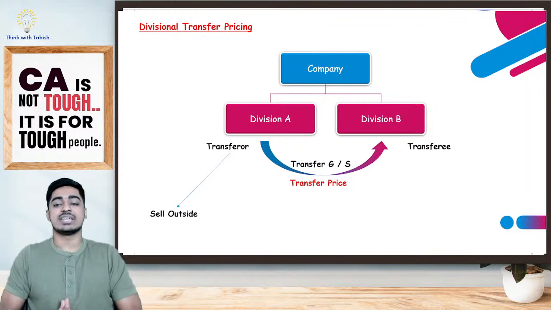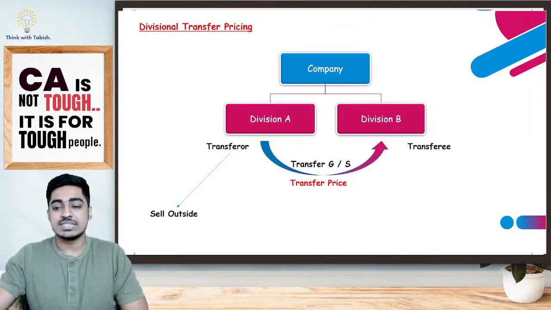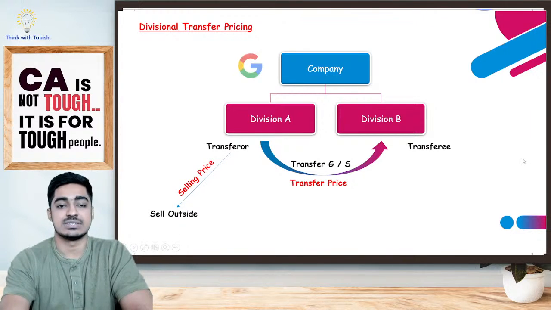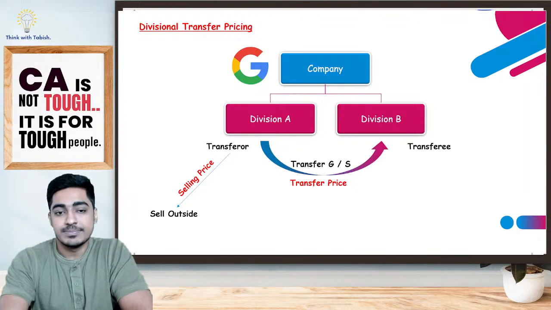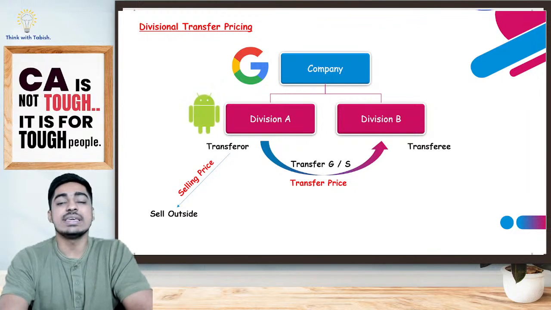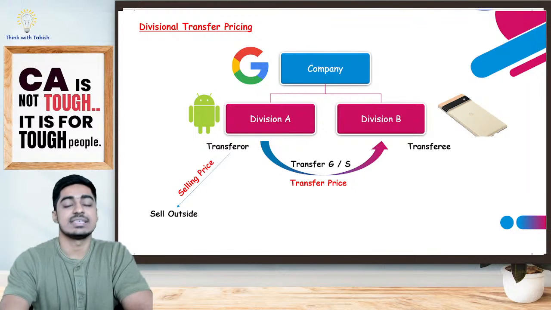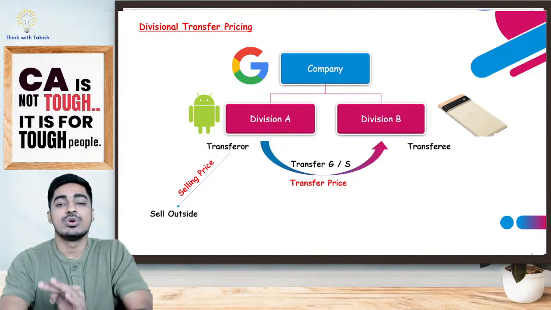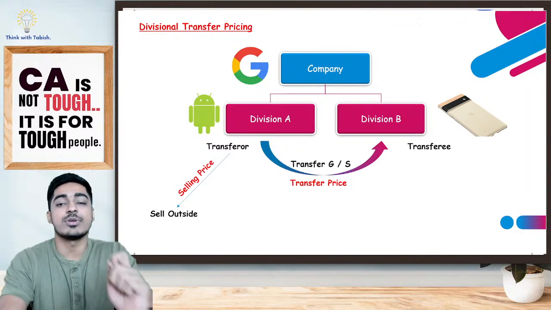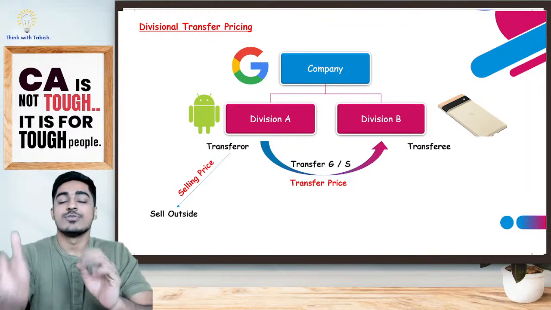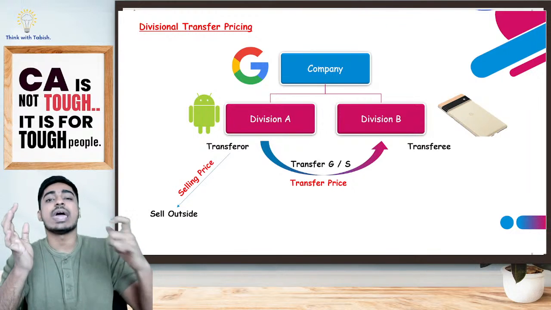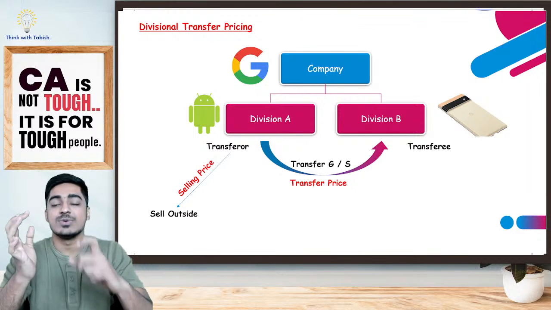Now, let us try to understand it with the help of a few examples. First, we have Google. Google has 2 divisions. One is the Android division, which manufactures the Android software. One more is the Google Pixel, the phone manufacturing division. Every Google Pixel phone wants the Android software, the support from Android software. So for every Google Pixel phone, we want one Android software license, the key.